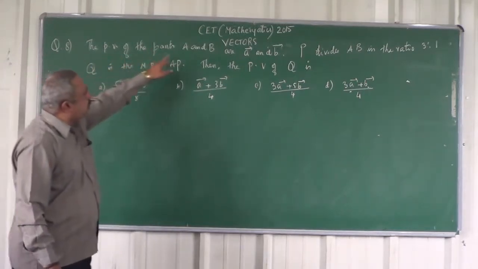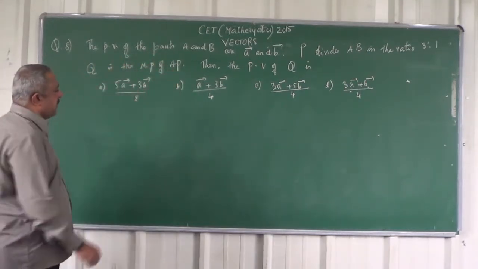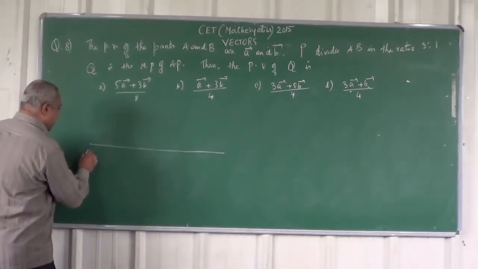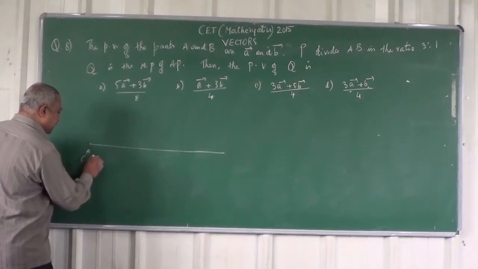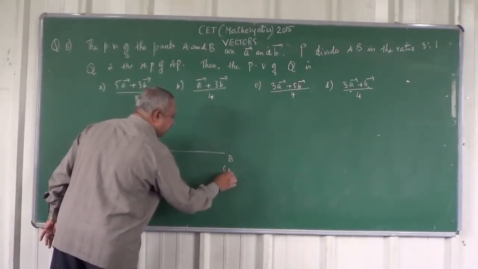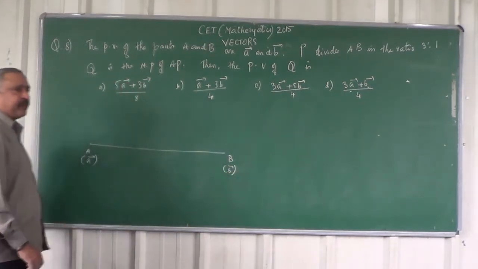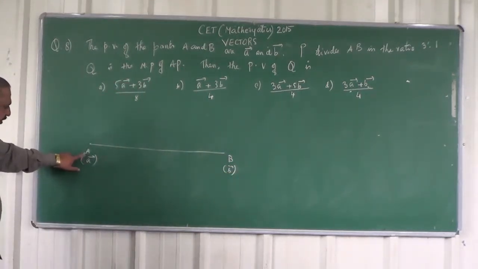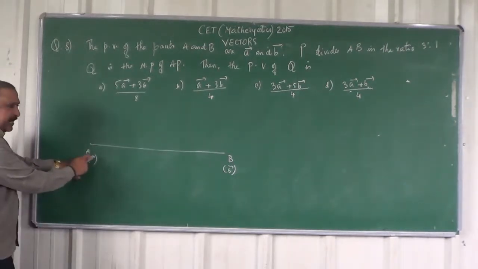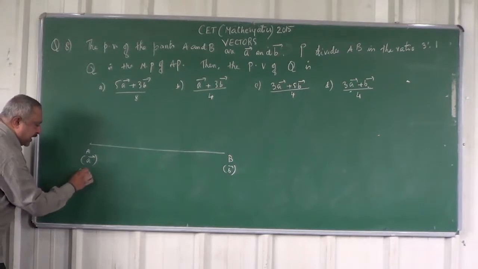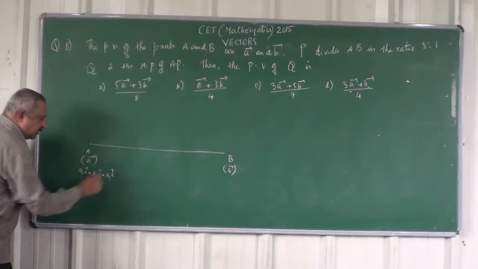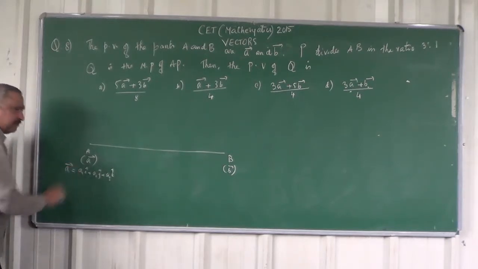The position vector of the points A and B are A and B. So, we have a straight line. This is the point A, whose position vector is A. This is the point B, whose position vector is vector B. When I say vector A here, you should understand that it is A1i cap plus A2j cap plus A3k cap. That is what I mean by vector A.